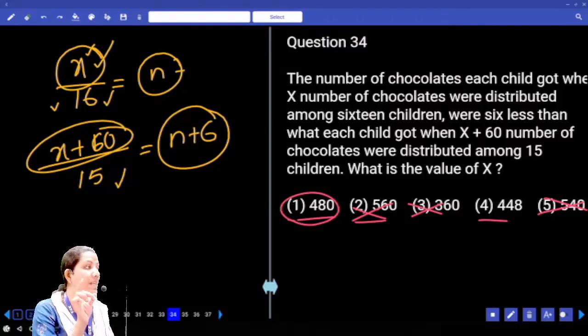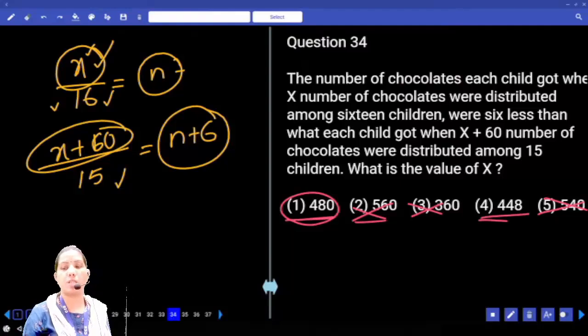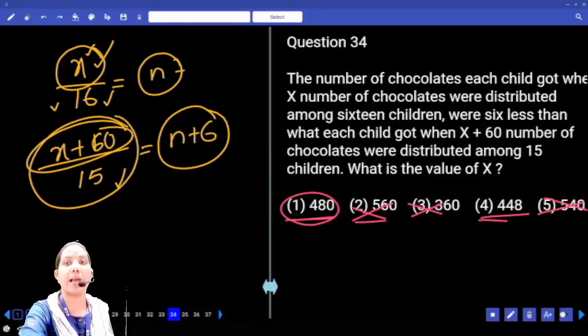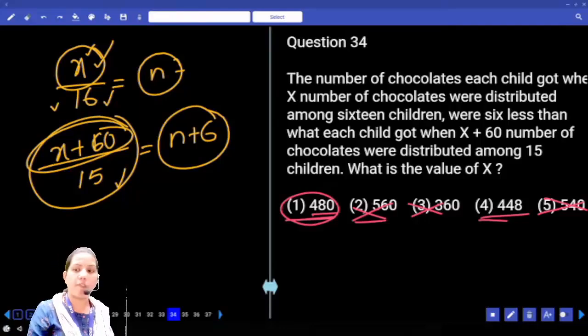Understood? We checked the options divisible by 16. Finally, how many options are there? 2 options, 480 and 448. And one more condition is X plus 60 is also divisible by 15. What is 480 plus 60? 540. Is it divisible by 15?